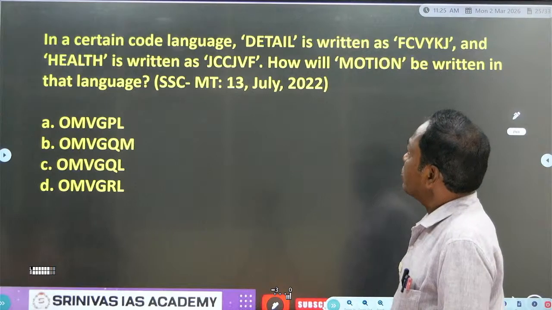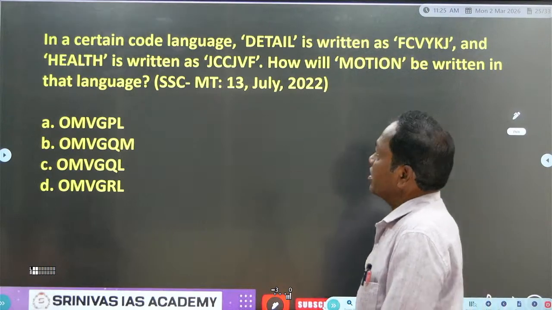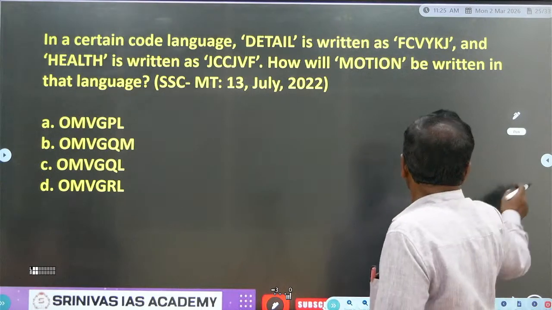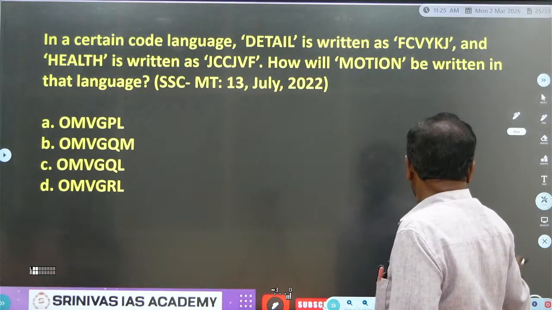Next, in a certain code language, detail is written as something and health is written as something. How will motion be written? You do it now.